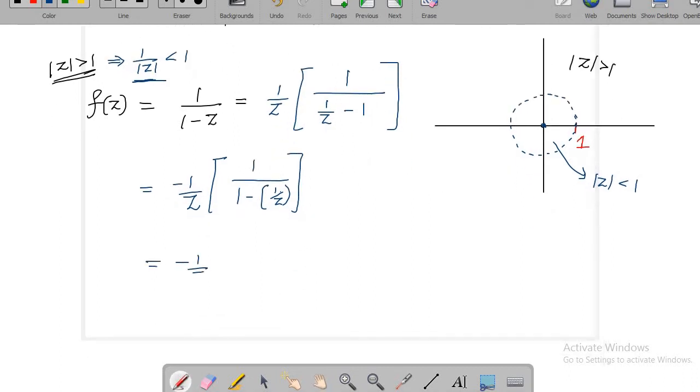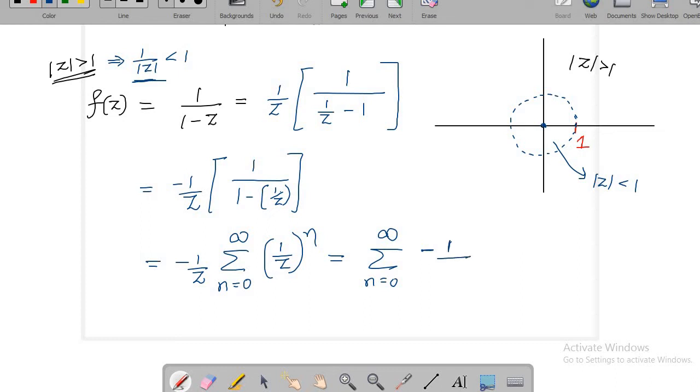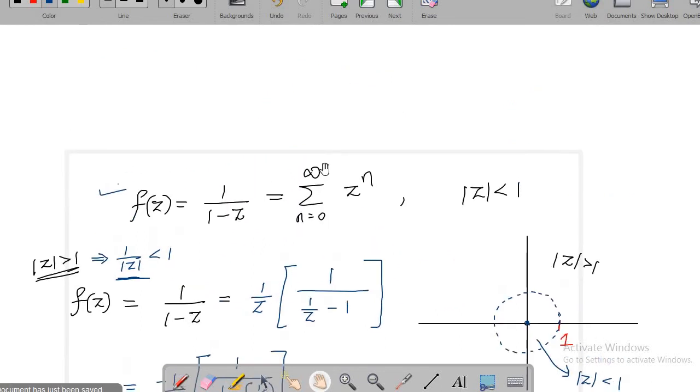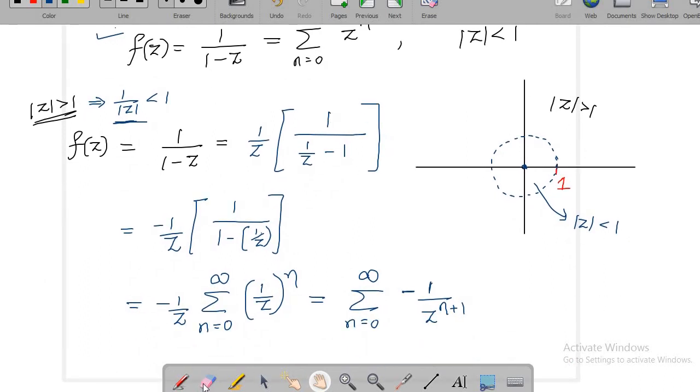So this is negative 1 by z into summation n equal to 0 to infinite, 1 by z whole power n. Now this is equal to summation n equal to 0 to infinite, minus of 1 by z power n plus 1. Now this is the series expansion of 1 by 1 minus z when mod z is greater than 1.